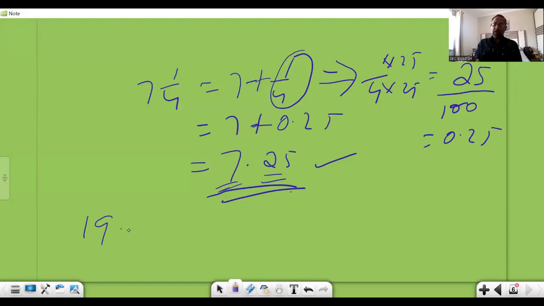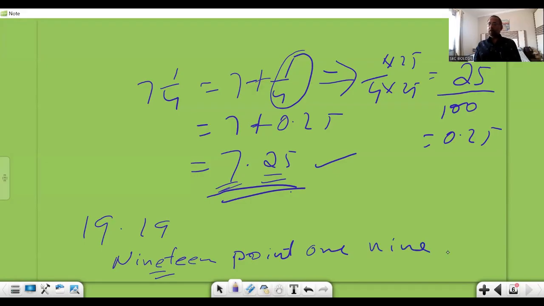So tell me, what is this? 19.19. Don't write 19 only. It is a common mistake you are making. 19 point, don't put the wrong number. 19.19. Correct or not? Don't read it as nineteen nineteen. You study this one, I know.